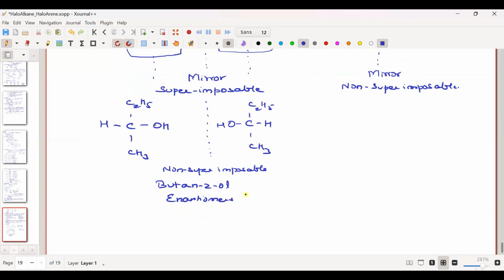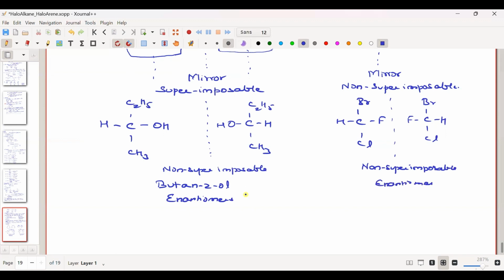Another example is, let's say I have C, F, Br, Cl, H. Bromo, chloro, fluoro, methane. This is non-superimposable. So bromochlorofluoromethane is an enantiomer. When you have a chiral compound, you can have an enantiomer.